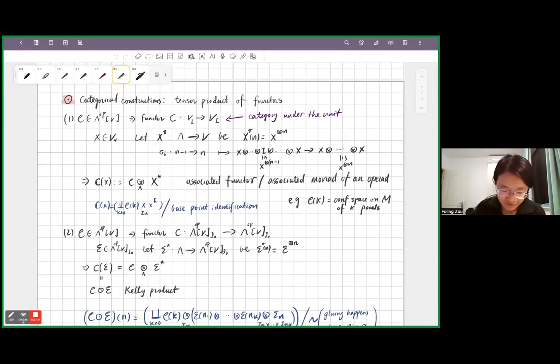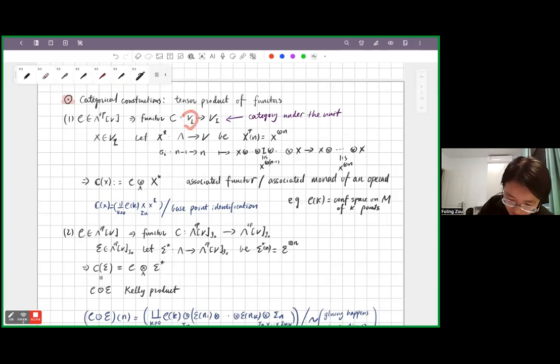Okay, so now let me move on to the second monoidal structure, the Kelly product. There's some definition here I'm going to make. If we have a contravariant lambda functor, then we can have an associated functor from the category under the unit to itself. So this associated functor will do the following thing.